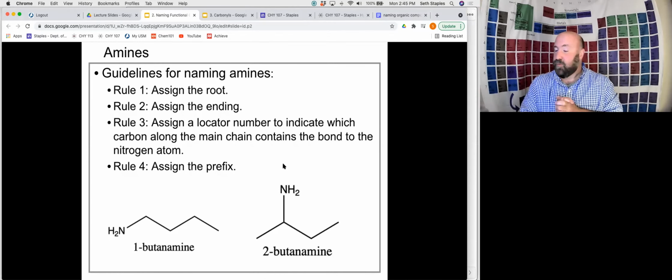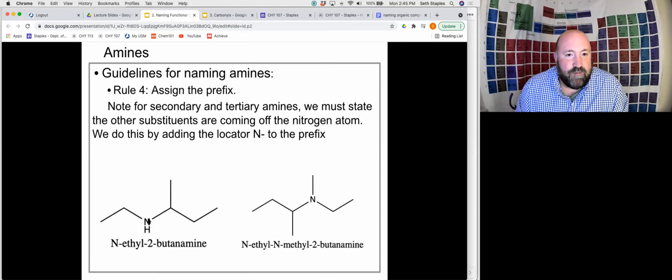Naming. So some more naming rules. Same as we've talked about before, we assign the root based on our longest carbon structure. For amines, the ending is amine. And then we attach a locator number to indicate which carbon on the main chain contains our bond to the nitrogen atom. And then a prefix accordingly, depending on what else we have on the molecule.